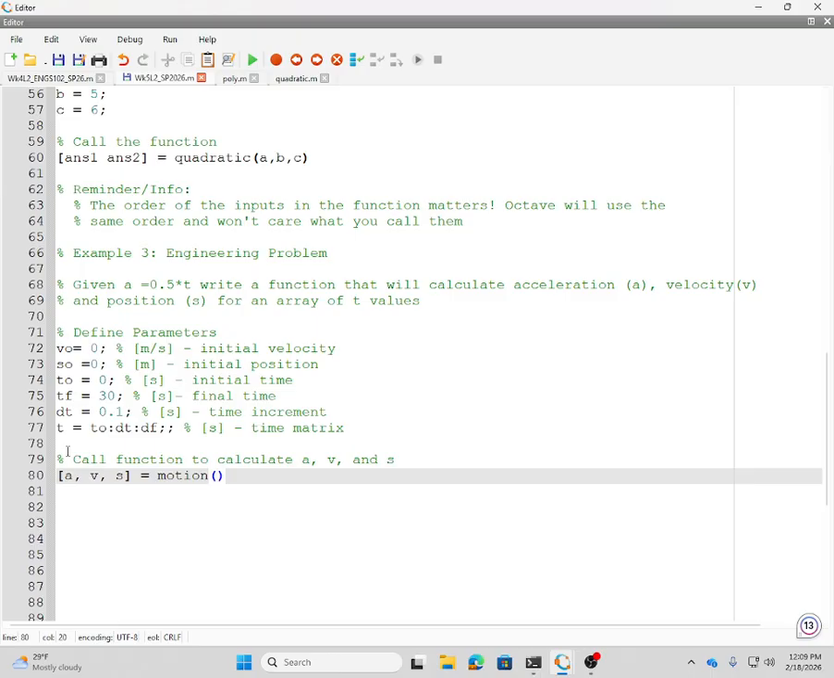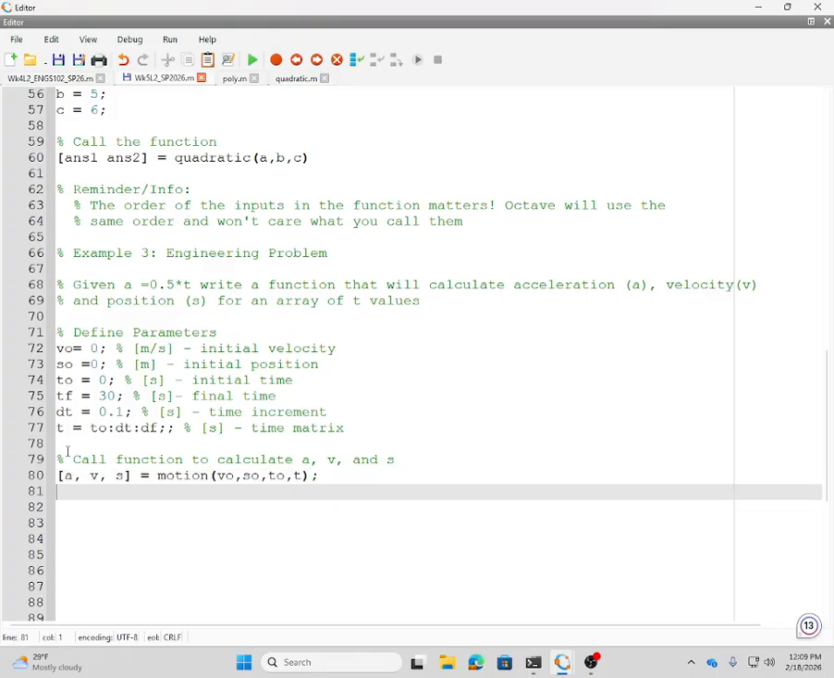Some arguments. What are those arguments? Like all those different things that you define, like this V0, S0, this T0, this T, the initial time, the time matrix, the initial velocity, the initial position. Now you may keep a space after this, you may put it without a space, it really doesn't matter. Now I'm skipping the steps, okay?